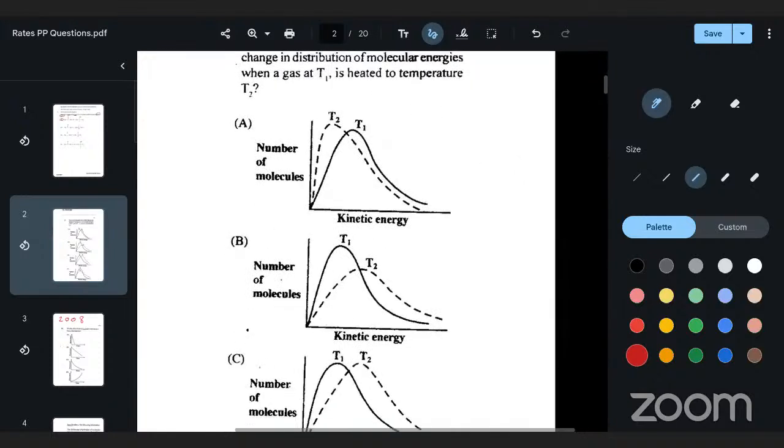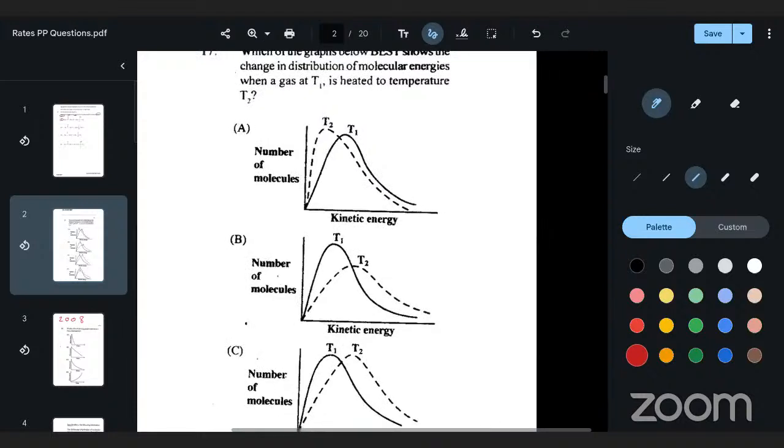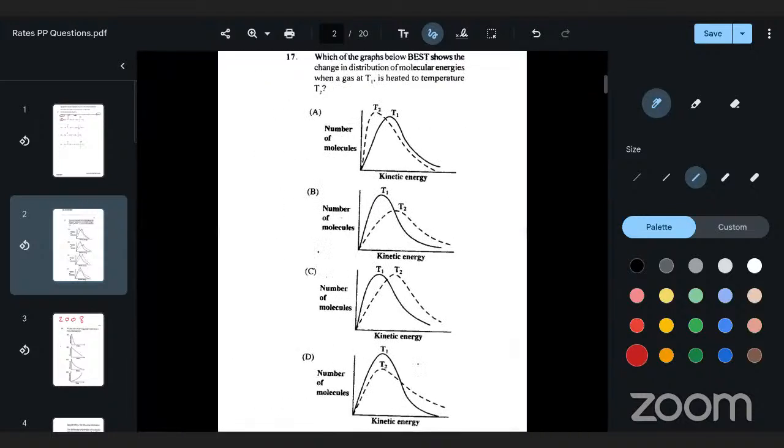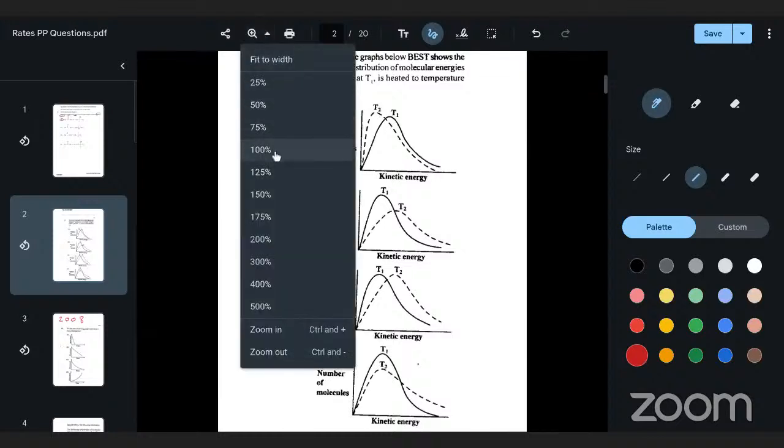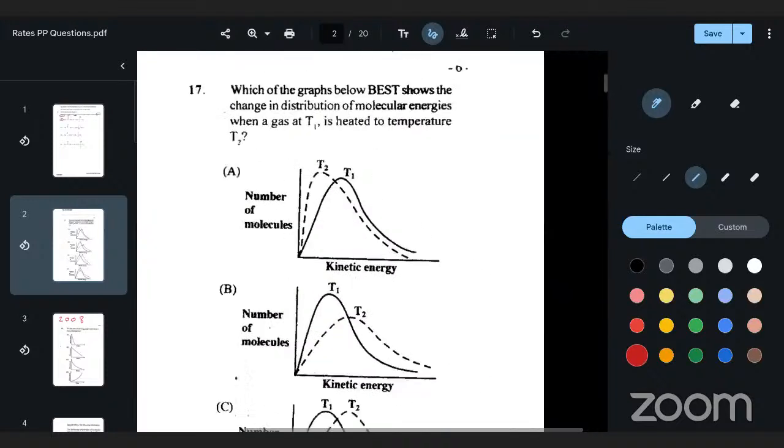Right, let me see if you remember your graphs. Your Maxwell Boltzmann distribution curve. All right, let me zoom back in. It says, which of the graphs below best shows the change in distribution of molecular energies when a gas at T1 is heated to a temperature T2. Would it be A? No, sir.